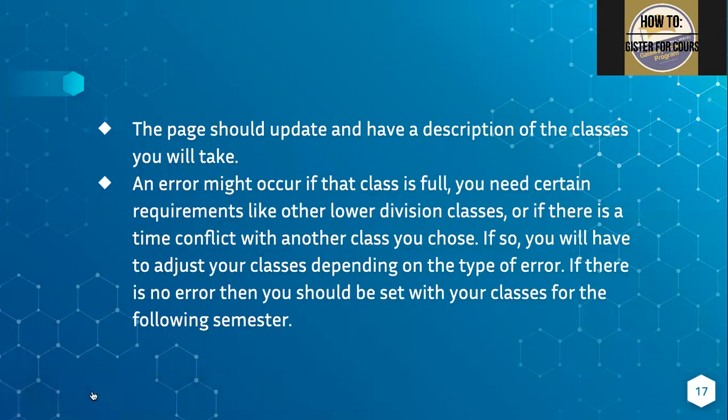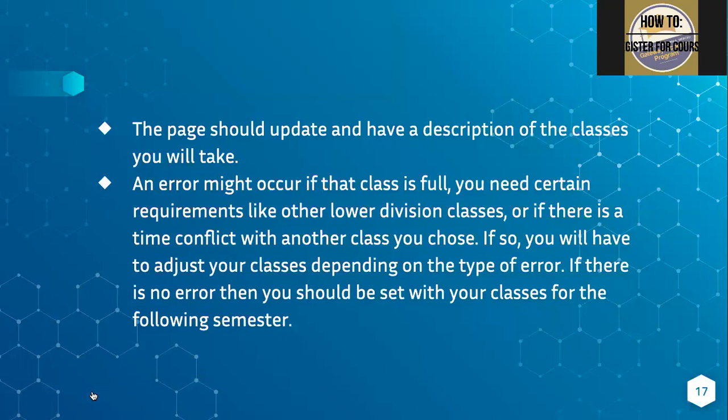So the page should update and have a description of the classes you will take. An error might occur that class is full. You need certain requirements like other lower division classes, or there is a time conflict with another class you choose. So if it's not letting you register, there is a reason why. For example, like I said, you haven't taken the lower division course, there's a time conflict, etc. And then if so, you will have to adjust your class depending on the type of error. If there is no error, then you should be set with your classes for the following semester.